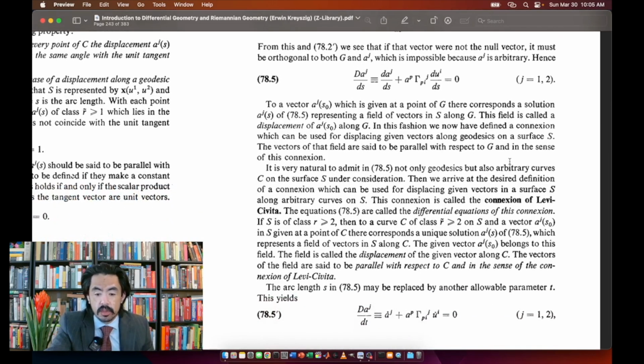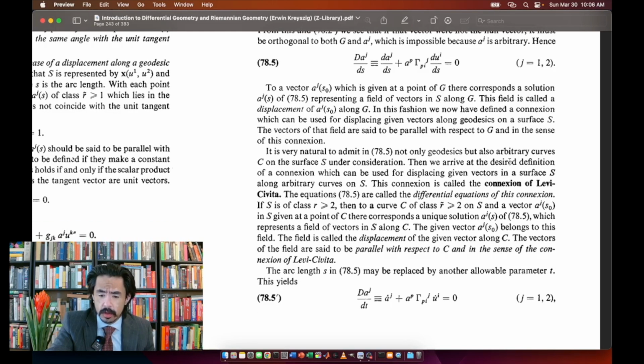To a vector a superscript j of lowercase s naught, which is given at a point of capital G, there corresponds a solution of a superscript j of lowercase s of the above 78.5 capital daj lowercase ds, representing a field of vectors in S along capital G. This field is called a displacement of a superscript j of lowercase s naught along capital G. In this fashion, we now have defined a connection which can be used for displacing given vectors along geodesics on a surface capital S. The vectors of that field are said to be parallel with respect to capital G and in the sense of this connection.